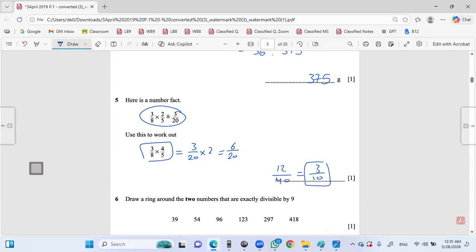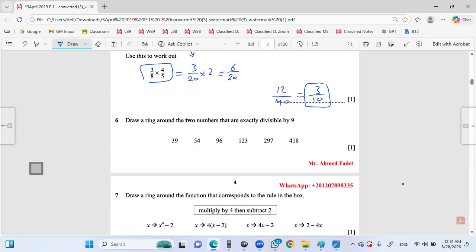So use the fact that is up there. It is 3 over 20, the same thing exactly as multiplying by 2 over 5, but it is doubled. The 2 over 5 got doubled to be 4 over 5. So I'm going to double the answer. 3 over 20 gets doubled, gives you 6 over 20. Simplest form, 3 over 10.